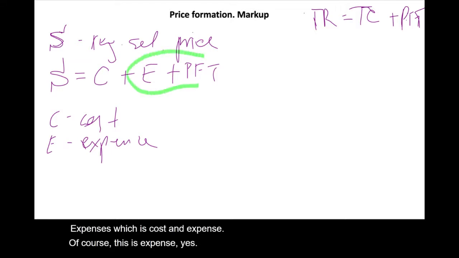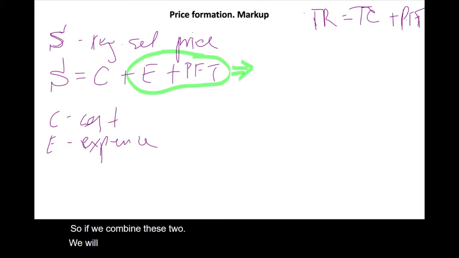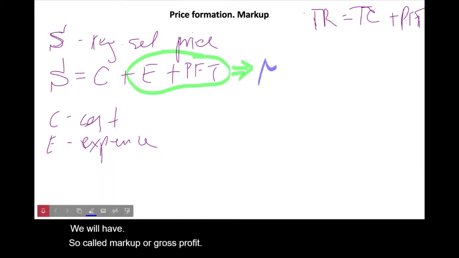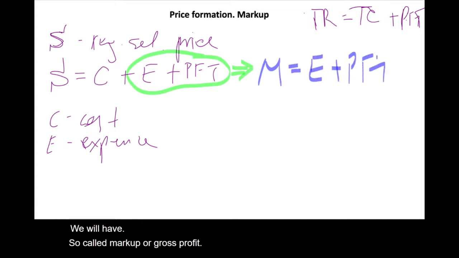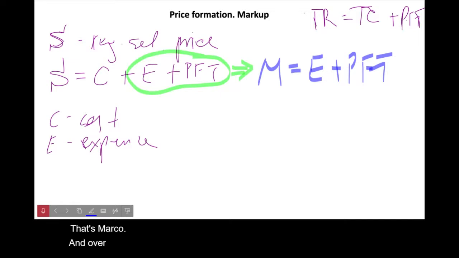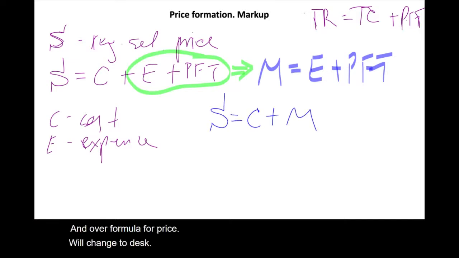So if we combine these two, we will have the so-called markup, or gross profit. That's markup. And our formula for price will change to this: S equals cost plus markup.